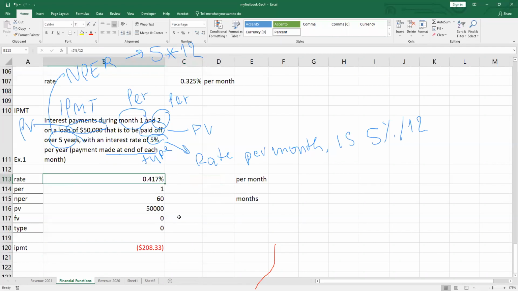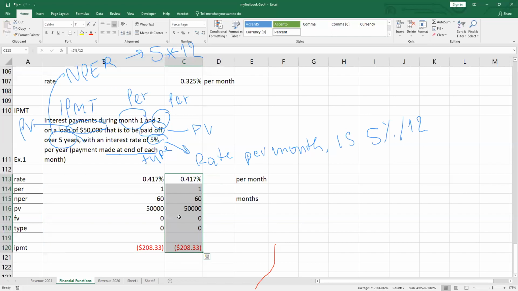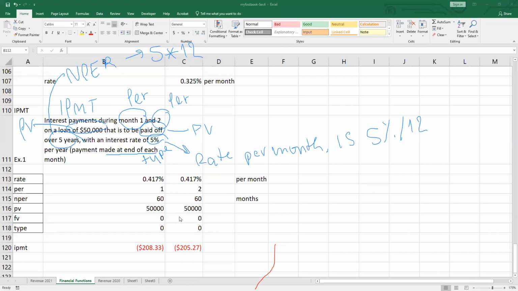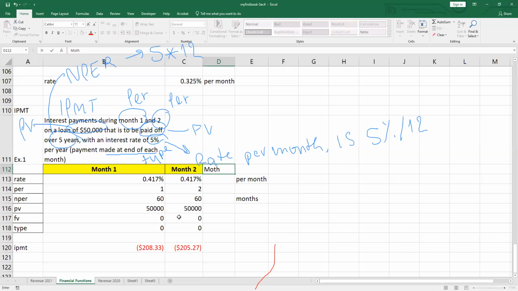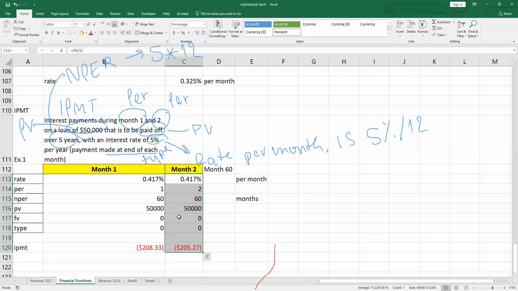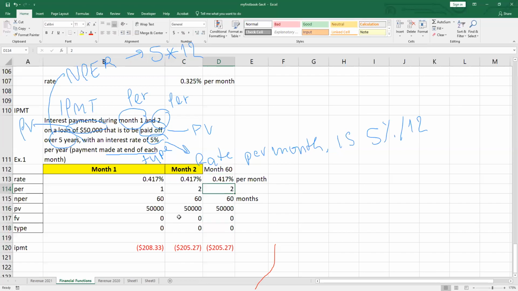Month two, I do a similar way, but I just change from period number one to period number two like this. Okay, so now let's assume that I want to know what about month 60, because we said that we want to pay off in 5 years, so month 60 should be our last month of this contract. Let's see how much the interest is. I change the per to be 60. You can see that the interest of month 60 is $3.92.